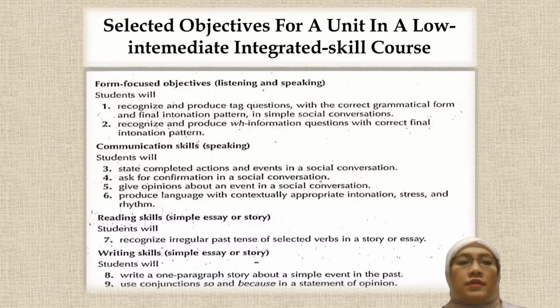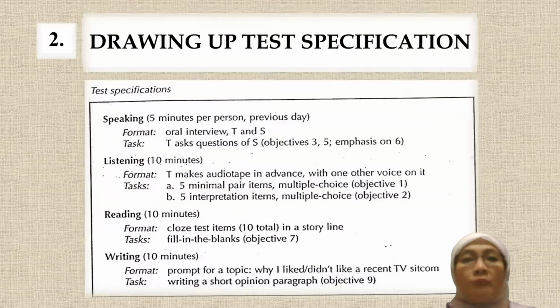And then the next one is reading skills, where the example of the objective is student will recognize irregular past tense of selected verbs in the story or essay. And you will see later, maybe they will complete story by using suitable verbs, irregular form of the verbs. And then writing skill, the example of the objective is students will be able to write one paragraph story about a simple event in the past. Yeah, so this is the example of objectives. Now let us see how to draw up the test specification.